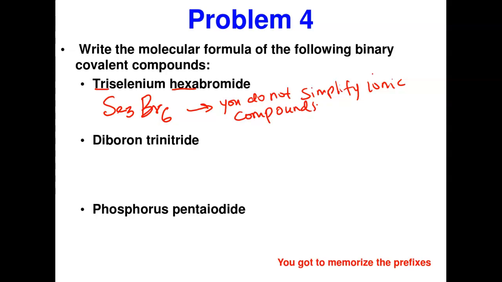Now, the next one, diboron. Boron is B. How many atoms? Di means 2 atoms. Trinitride. Nitride means how many? So diboron, trinitride. Tri means 3. And nitride means nitrogen. And since we have tri, it's going to be 3. Trinitride. Again, like I said, you can always pause this video, try this yourself, and come back to them and see how much you can do.